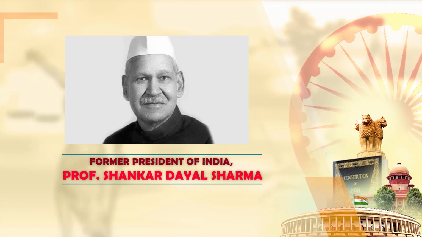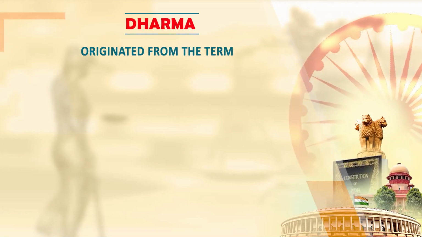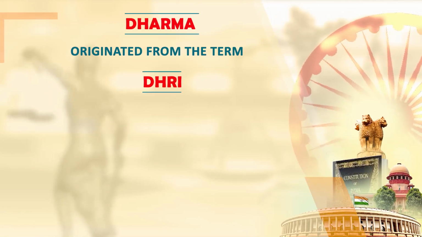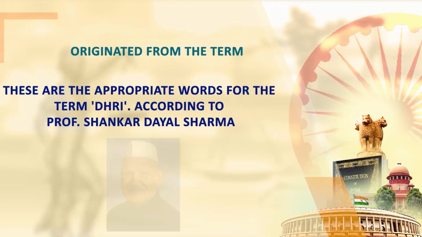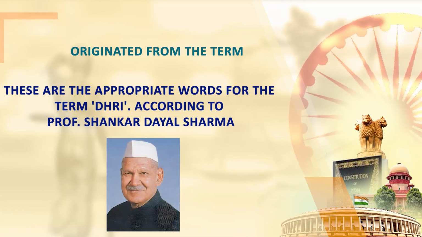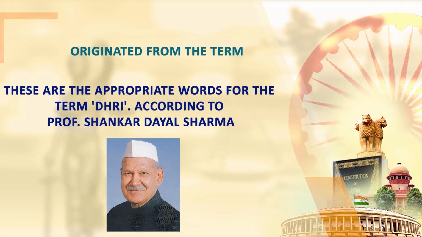Now, I refer to another authority, our former President of India, who was a very renowned professor of philosophy, Professor Shankar Dayal Sharma. In his keynote address at the convocation of the National Law School of India University, Bangalore, according to him, what does dharma mean? The word dharma has originated from the term dhri. Dhri means to uphold, to nourish, to sustain, to maintain. These are the appropriate words for the meanings of the term dhri.